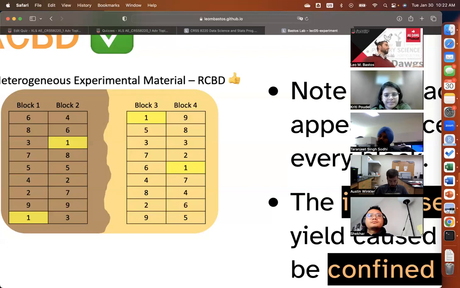That can be an issue if you run an RCBD because you cannot estimate that effect. That effect is just going to be lumped partially into your treatment effect, partially into your block effect. But that interaction is not estimable. It should not be estimable if you're just running an RCBD. However, if you are running a generalized randomized complete block design, which is again Sekar's question, you would have two blocks.